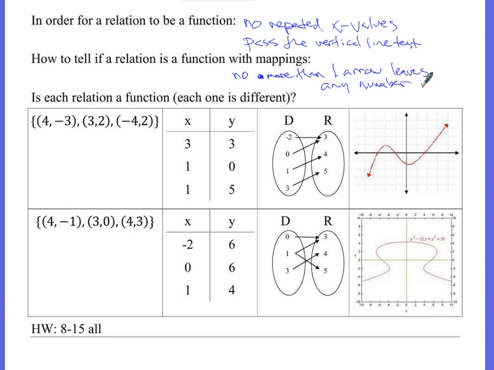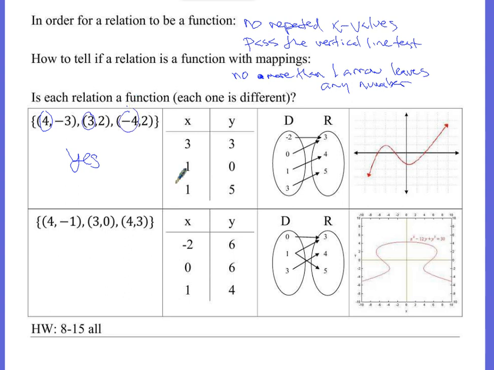So we have 8 problems here. Each one of these problems is different. We need to decide if each one of these is a function or not. I think you've seen a few of these before. No big deal. We can do them again. Is this first one here a function? Yes, because there are no repeated x values. None of those are the same.